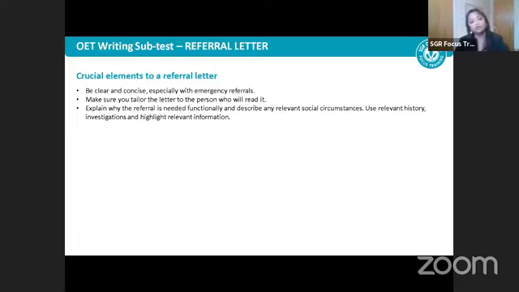You need to explain why the referral is needed. As you can see right towards the end, the conclusion part of our letter, we're always making an explanation as to how we came about our decision to refer this patient. Okay, you talk about your treatment, you talk about investigations, you talk about results. You describe any social circumstances as well, if there's any requirement for it. And you use relevant history and investigations, and you highlight other relevant information.